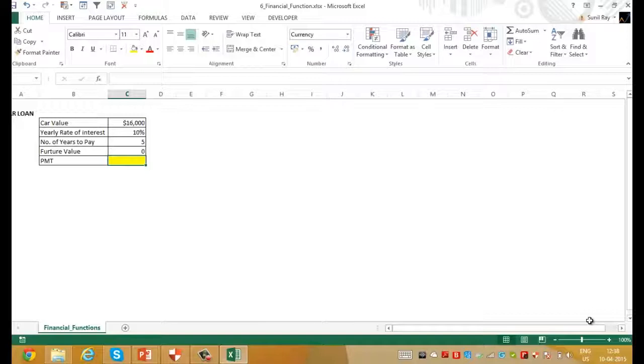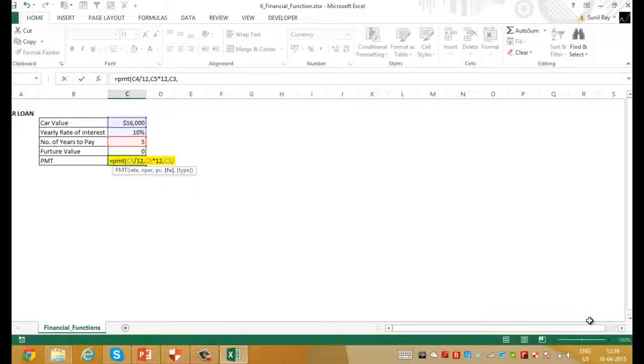We'll write equals PMT. So it is asking for rate. Let's move to the rate, which is C4, and we will divide the rate by 12 to get the monthly rate. The next is NPER. NPER means the number of payments. So here we have C5, which is the number of years to pay, times 12. We have used 12 to convert years into months. And the third is present value, which is the car value, $16,000, cell C3.